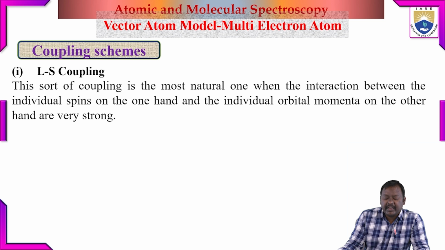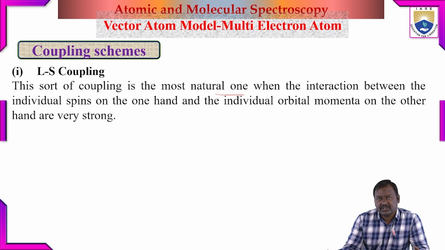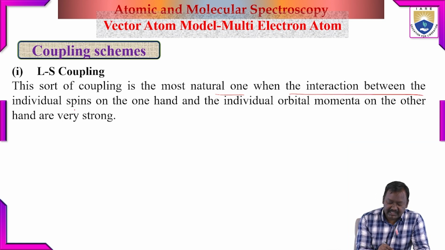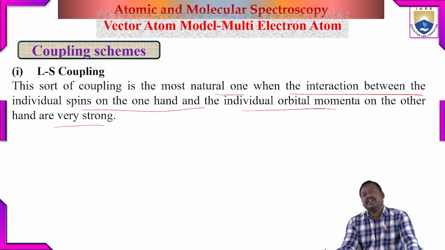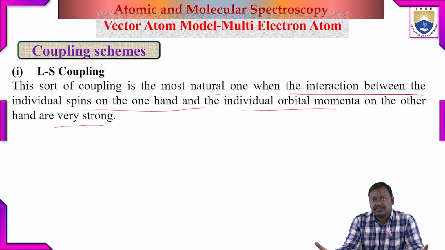So this sort of coupling is the most natural one, occurring in most of the atoms, when the interaction between the individual spins on the one hand and the individual orbital moments of the electrons on the other hand is very strong. This coupling occurs when individual electron spin quantum numbers and individual orbital angular momentum quantum numbers are very strong. Then this particular coupling occurs inside the atom.